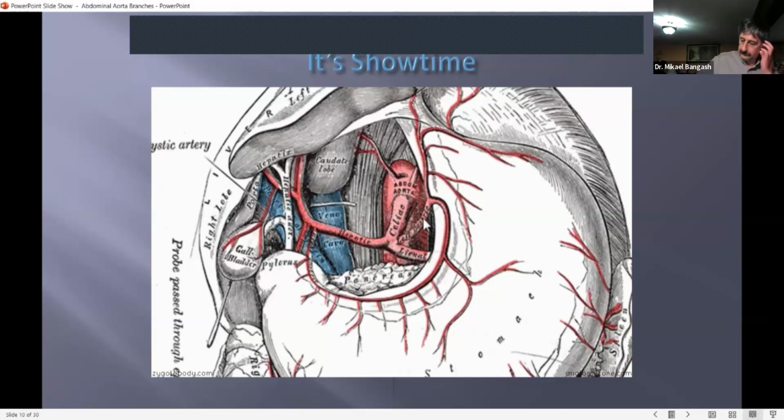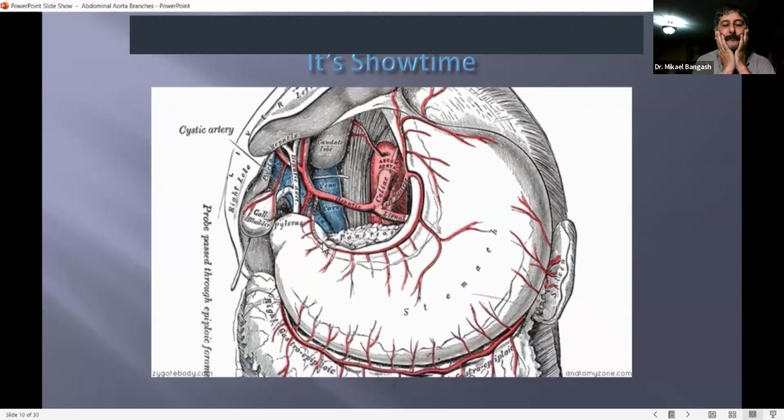The left gastric artery is the smallest branch. It ascends upwards and gives off esophageal branches, which supply the distal esophagus, and then it curves around on the lesser curvature of the stomach and anastomoses with the right gastric artery, which comes off the common hepatic artery, which I'll come on to talk about.